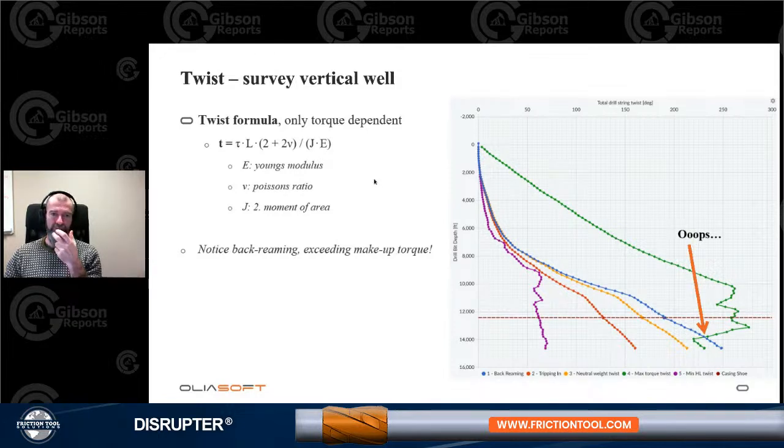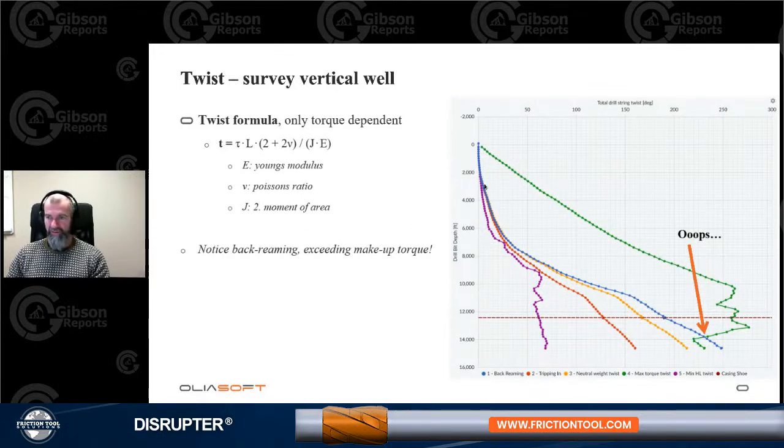So the twist formula is a lot simpler. It's just basically one equation. We had 3 equations, right, for the stretch, but for the twist we only have 1 equation. So torque obviously plays a role in there, the length of the element that we're looking at, and then it's basically geometric and material parameters that go into this equation. Right? So this J is the second moment of area, you have the Young's modulus, and you have the Poisson's ratio that go into this equation.